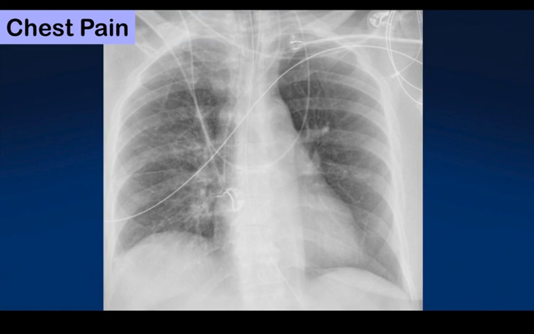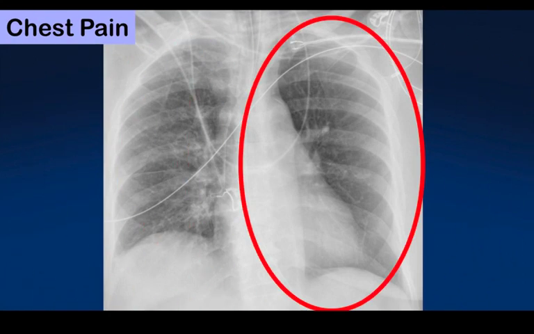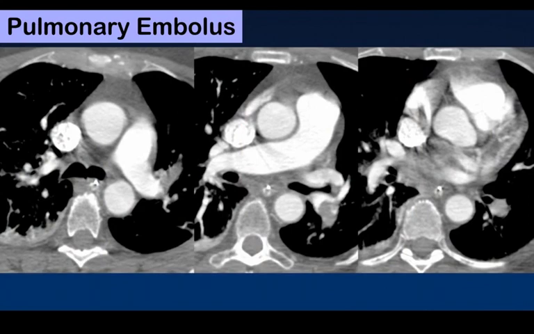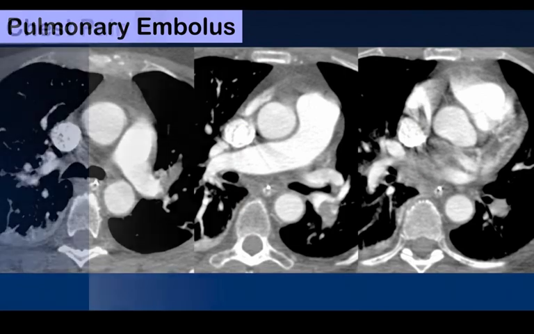Another patient presents with chest pain and circulatory collapse. Notice the relative lucency of the left hemithorax compared to the right. This is an example of a Westermark sign, which is seen in patients with large central pulmonary emboli, as you can see on the CTPA examination.